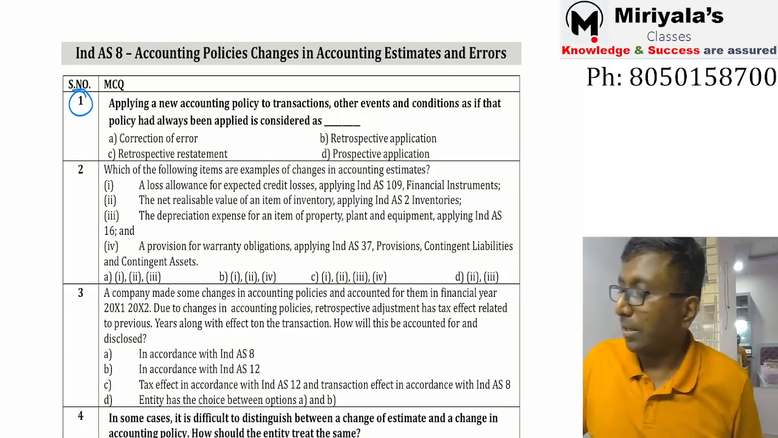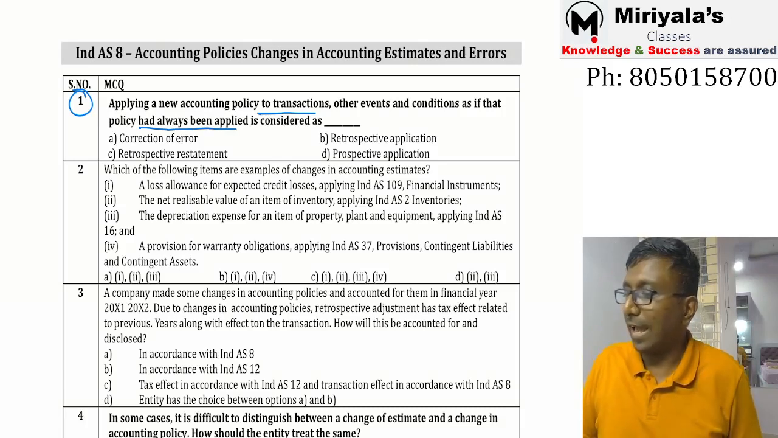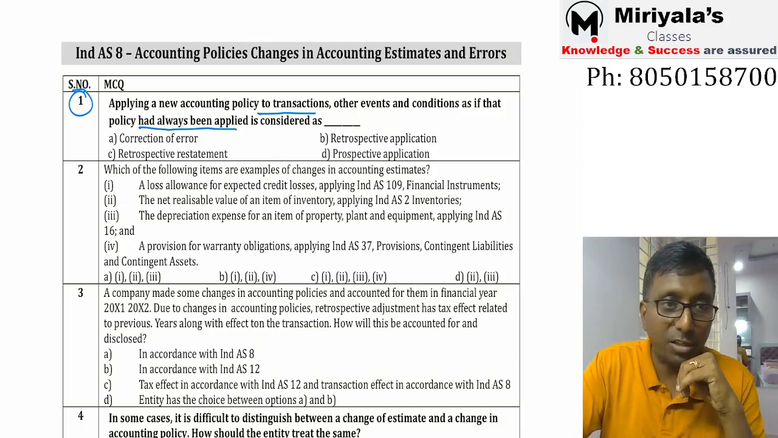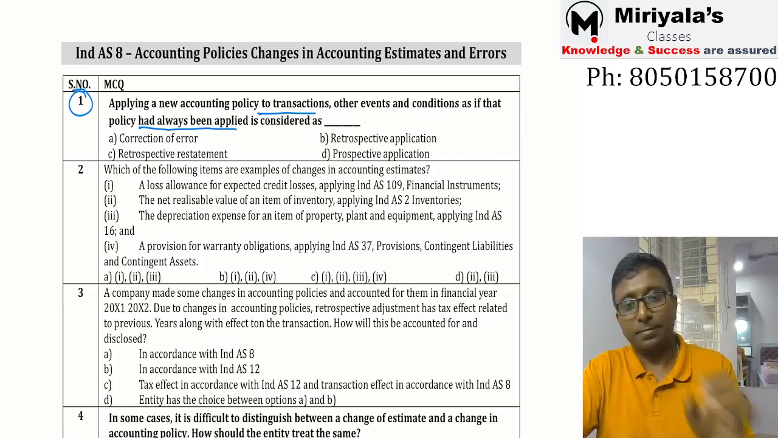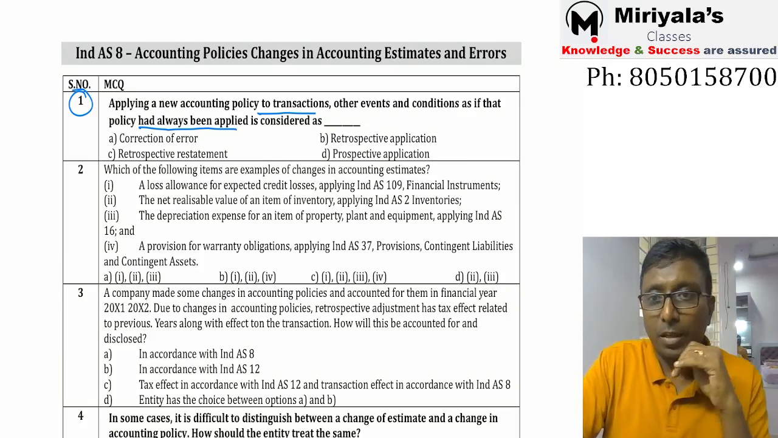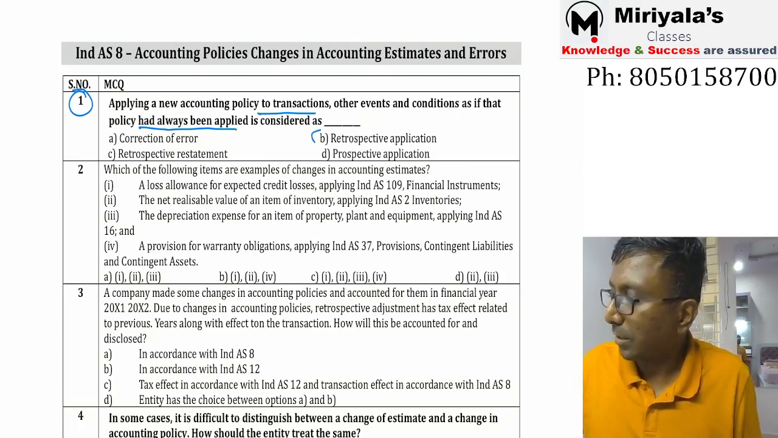What does it say? Applying a new accounting policy to transactions, other events or conditions, as if that policy had always been applied, is considered as? Is it called retrospective? Is it called prospective? What is it called? B, correct. Retrospective application, without doubt.